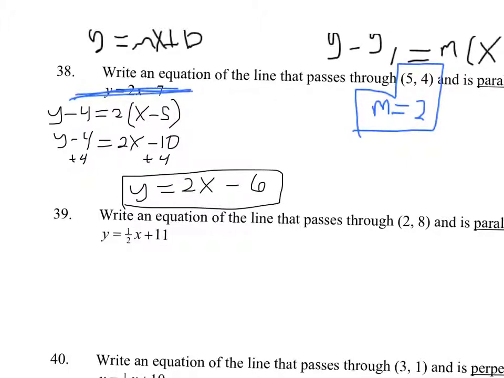So that line passes through (5, 4), and it's parallel to this other line. But this is a different line. So the only thing we used this line for was its slope, and then we didn't need it anymore.